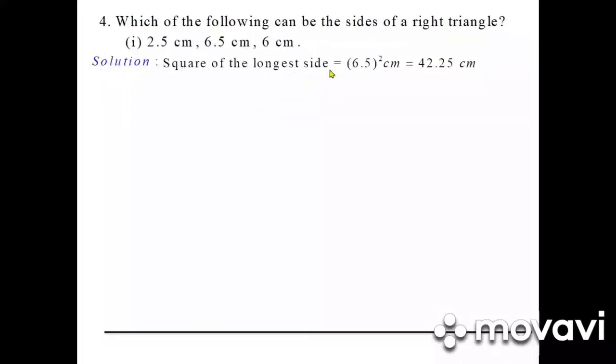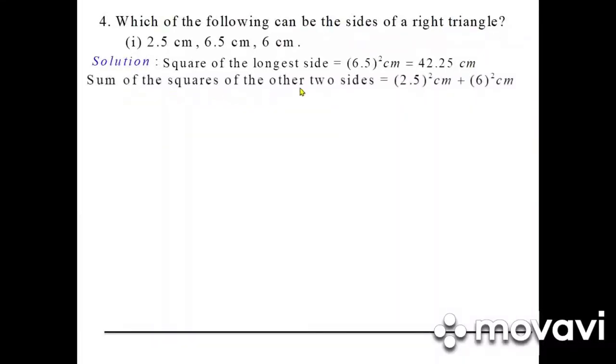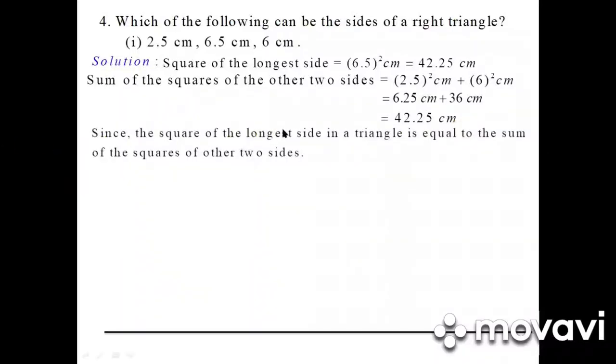Taking the square of the longest side, 6.5 squared is 42.25 centimeter. Sum of the squares of the other two sides, 2.5 squared plus 6 squared. 2.5 squared is 6.25 centimeter, 6 squared is 36 centimeter. So, the sum of the squares of the other two sides is 42.25 centimeter. Since the square of the longest side in this triangle is equal to the sum of the squares of the other two sides, hence, the given sides form a right triangle.